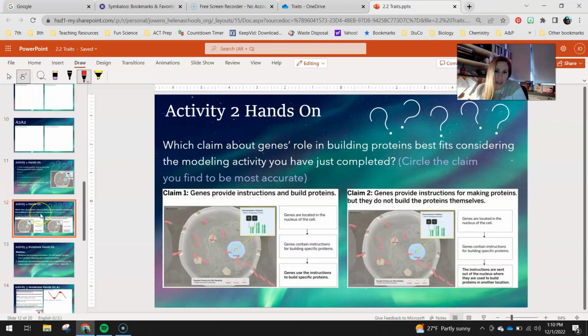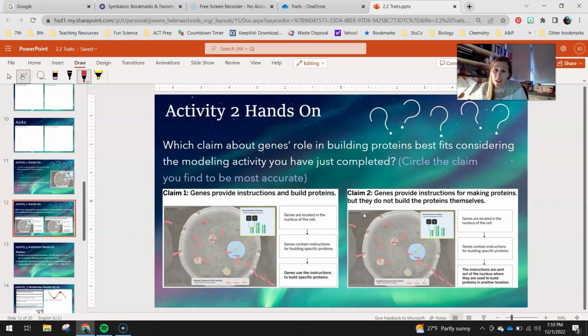Okay? Finally, which claim about genes, roles, and building proteins best fits considering the modeling activity you just completed? So you got 2 claims here, claim 1 or claim 2. You guys are going to circle the one that you find to be most accurate. So claim 1 says that genes provide instructions and build proteins. So the genes not only give the instructions, but they're also responsible for building the proteins, okay? Think about what you guys did in the lab and what that looked like. Second one, claim 2, genes provide instructions for making the proteins, but they do not build the proteins themselves.